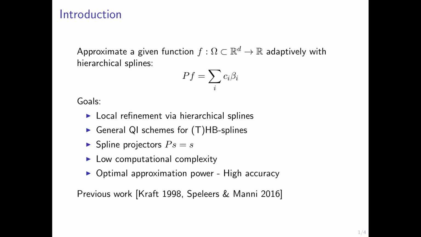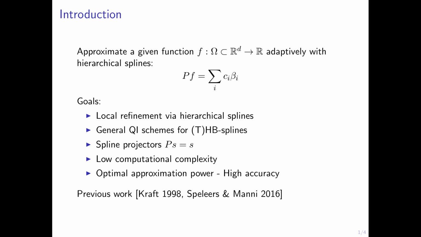So we want to perform local refinement via hierarchical splines, as I just mentioned. Then we want to have general QI schemes for THB splines and HB splines respectively. Moreover, we want to have spline projectors. So if we project the spline S, we will get back the same spline S. And moreover, we want to have efficient schemes with a low computational complexity and accurate schemes with optimal approximation power.